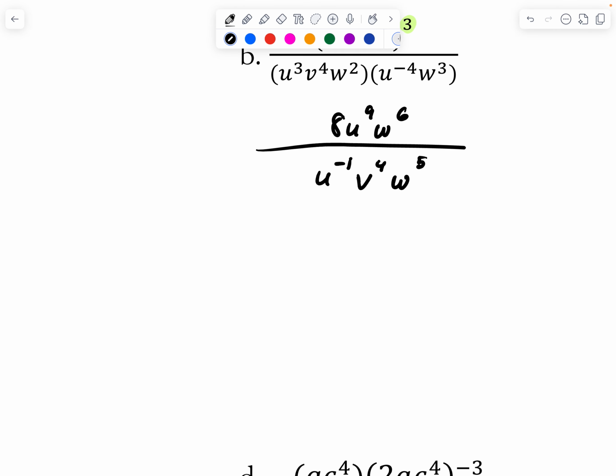So simplifying now, if I start with my u's, I'm going to end up having this -1 down here really needs to move across, right, to be a positive 1. So that's u to the 10th. My v is going to stay down here, v to the 4th power. That's the only one I have for v. And then when I look at the w's, the way my brain does it is 6 is bigger than 5 by 1, so I'll have w to the 1st power up top. All right, that is it for letter B.